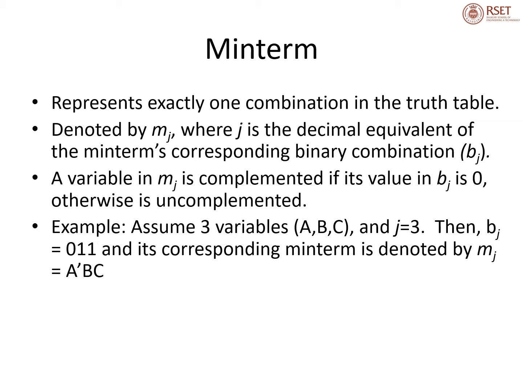For example, assume three variables a, b, c and j equals 3. Then bj is equal to 0, 1, 1. This is the equivalent of 3. So, the corresponding min term is denoted by small mj equal to a complement b c. So, wherever 0 occurs, it is a complement, 1 it is b, and next one indicates c.